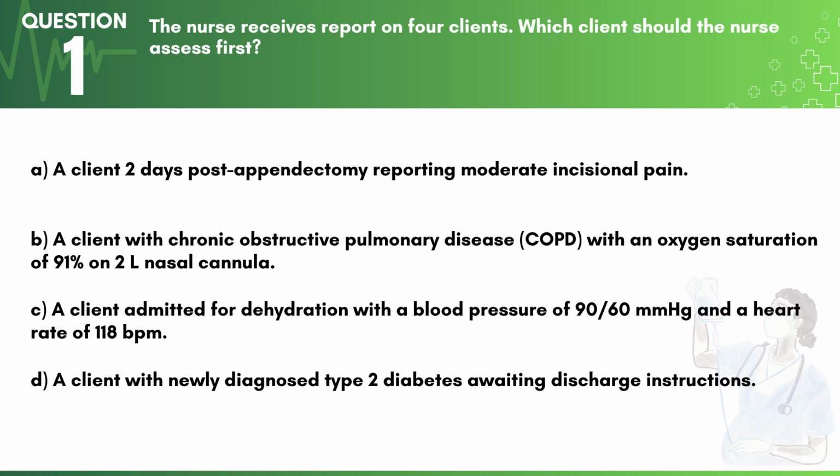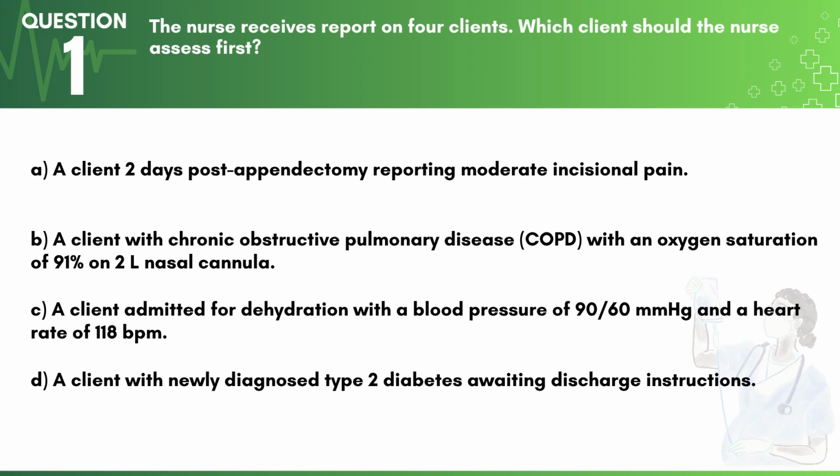Question 1. The nurse receives report on 4 clients. Which client should the nurse assess first? A. A client 2 days post-appendectomy reporting moderate incisional pain. B. A client with chronic obstructive pulmonary disease, COPD, with an oxygen saturation of 91% on 2L nasal cannula.